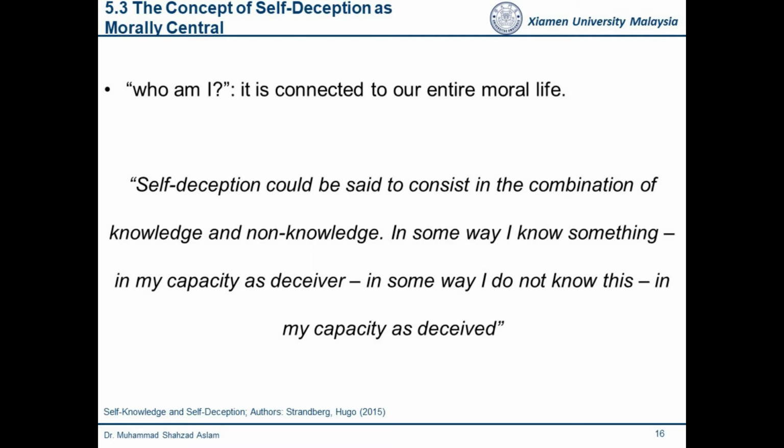And if you see the definition in the inverted commas, I have mentioned self-deception could be said to consist in the combination of knowledge and non-knowledge. So what is meant by knowledge and non-knowledge? Sometimes people are not aware who they are. Sometimes they are doing some act, for example, if someone is lying, if someone is deceiving another person, a friend or family, this is actually inside you, which you are doing, deceiving your friends and family members. And the question arises: why does a person act like that?